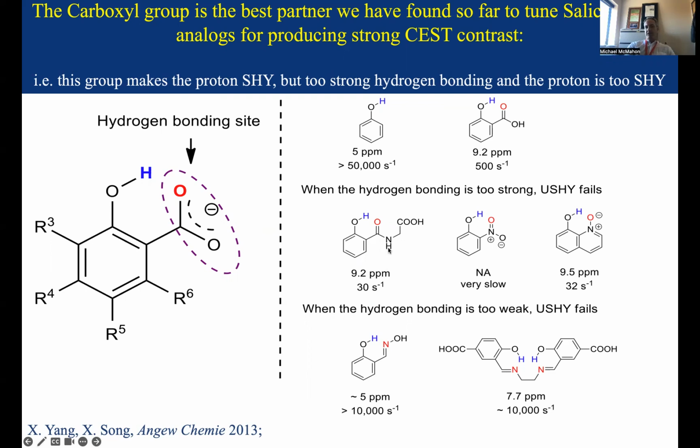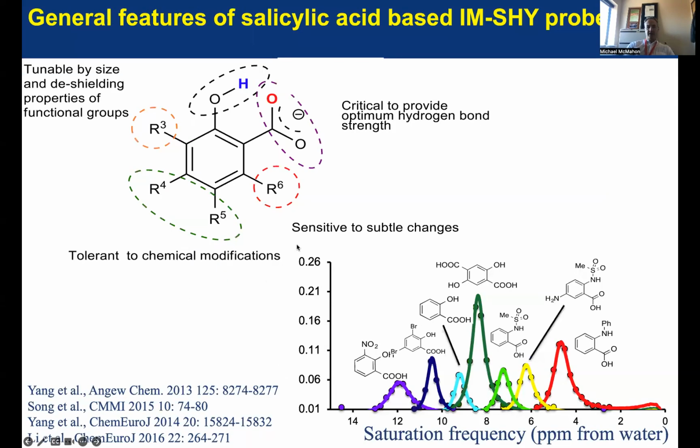And you can further adjust the hydrogen bonding partner for this OH, and you can also change the substitution of the ring and further tune this exchange contrast. In fact, here are a series of phenyl and anthranilate type CEST agents, which resonate from 5 all the way out to 12 ppm, depending on the substitution of the ring and whether it's an NH or an OH.